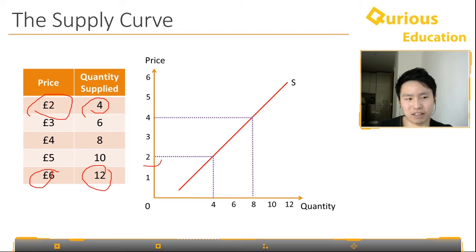So if the price is low at £2, you would only supply 4 quantity. And if the price is high at £4, then you will supply higher quantities. That's why the supply curve, in this case a line, since we tend to assume it's a line, is upward sloping: higher prices, more quantity supplied.